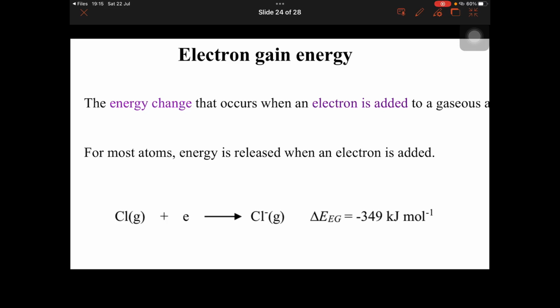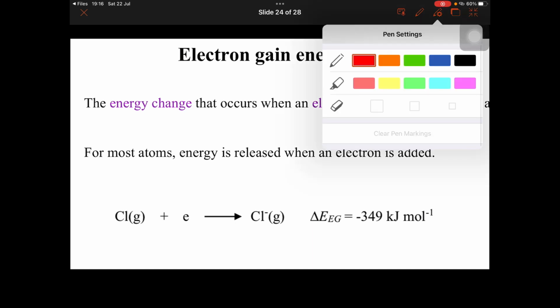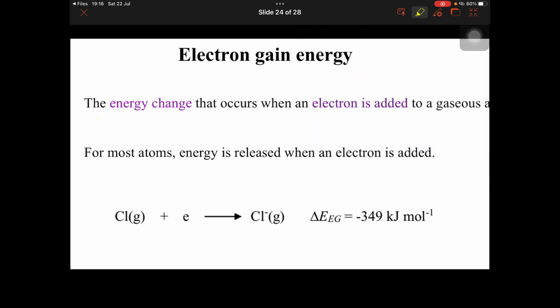We have come to the last part of these periodic trends, and we will be talking about electron gain energy. Now try to understand this clearly. This is different from the electronegativity. So this is the energy change that occurs when an electron is added to a gaseous atom. For most atoms, energy is released when an electron is added.